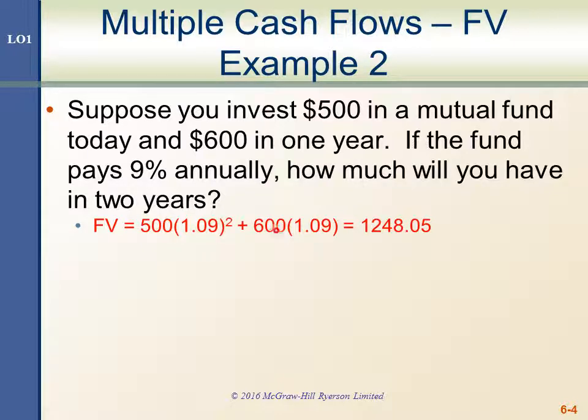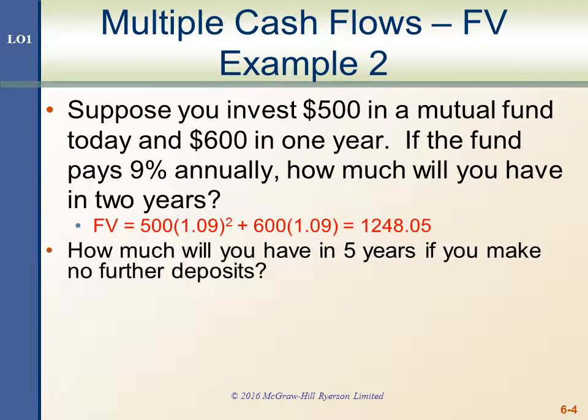And then we have the $600 payment that takes place at time equals 1. We're interested in what it's going to be worth at time equals 2, so we compound it by 1 period by multiplying by 1.09. When I add the sum of those 2 factors together, I get $1,248.05. Now let's take this one step further. How much will you have in 5 years if you make no further deposits? And there's actually 2 approaches that we could do.